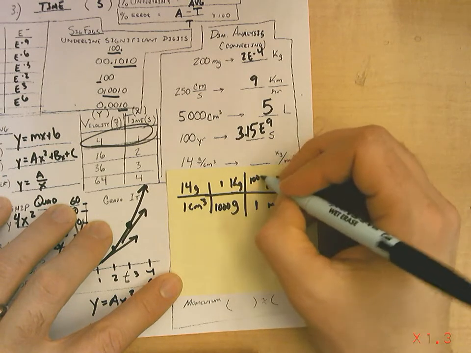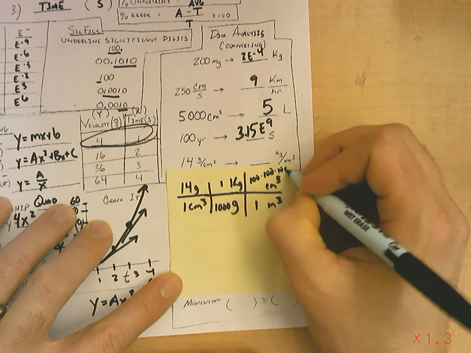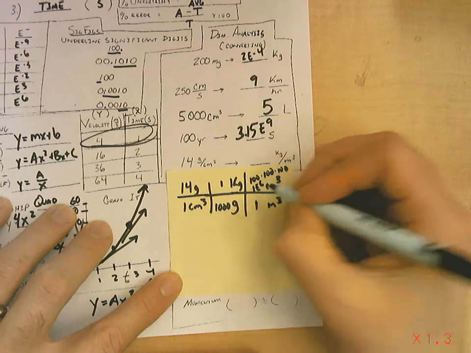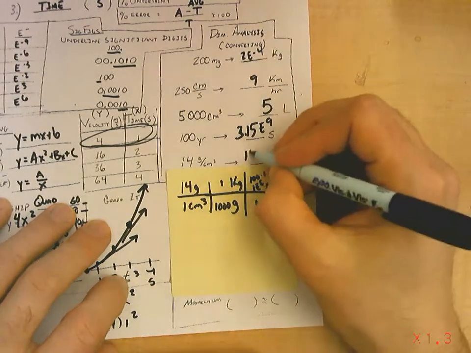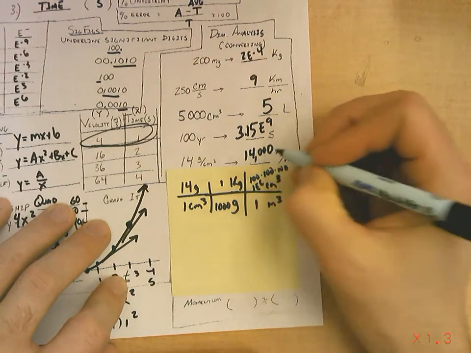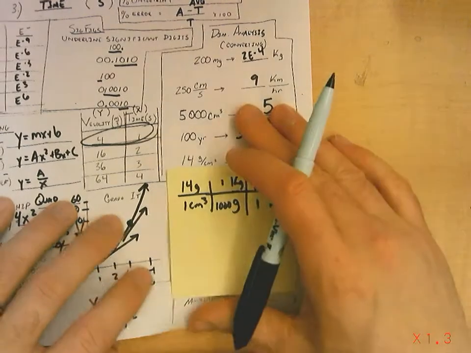We're going to have 100 times 100 times 100. Another way to say that is 1e to the 6th. So we end up just kind of getting 14 times 1,000 or 14,000, which is a big number, but it's in that particular unit, kilogram per meter cubed.